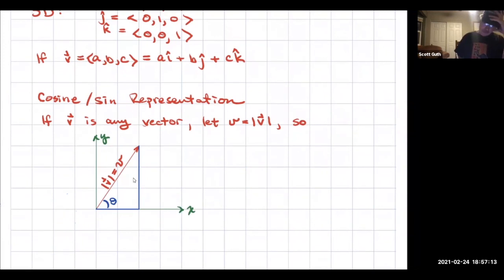Just doing basic trig, the opposite side would be script V sine theta here, and the adjacent side would be script V cos theta. So the way to finish this statement is that we can say the vector V can be written this way: script V cos theta, script V sine theta.